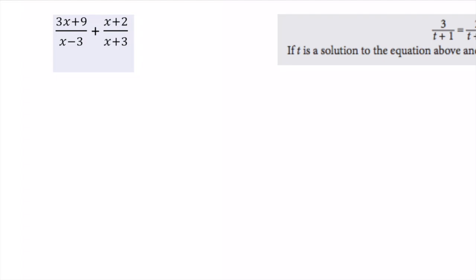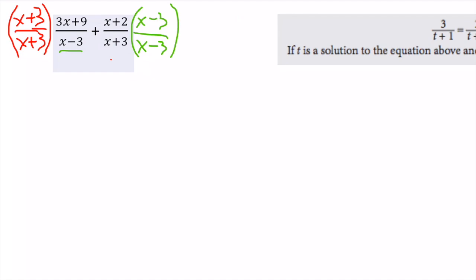Okay, so the easiest way to do that is I will multiply this first equation here by the bottom of the other equation. And then I'll multiply the second equation by the bottom of this equation. Okay, this will ensure that when I combine them together, my denominators are the same.